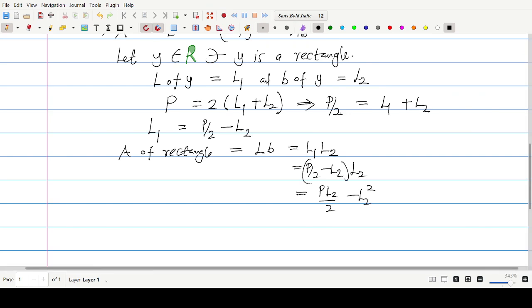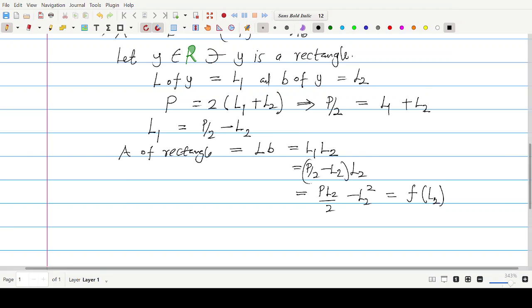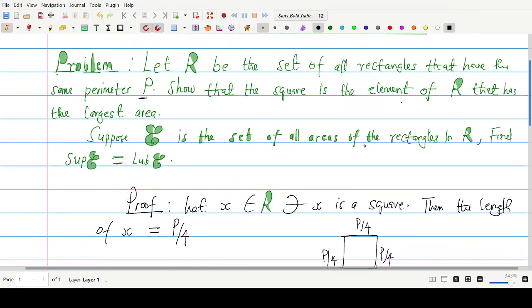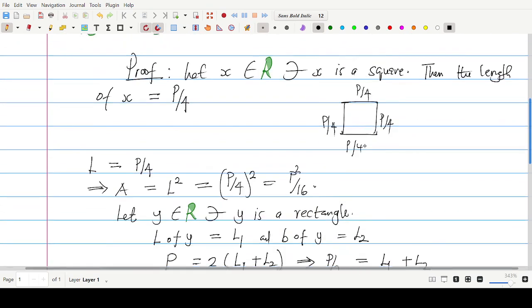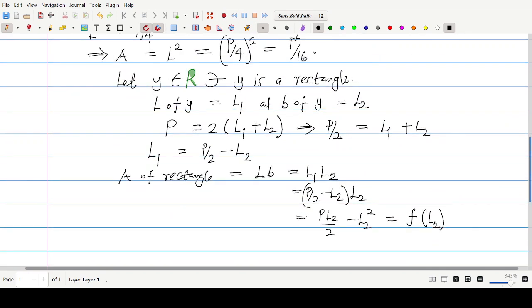All right? Now, since P is a constant, the only thing allowed to vary here is the breadth, which is L2. L2 is the variable. So I can say that the area of the rectangle is a function of the breadth. Can you see that? And this allows us to carry out calculus in this problem. Now, since we have to show that the square has the maximum or largest area, if we can show that the maximum area of a rectangle is that of the square, we have succeeded in the requirements.